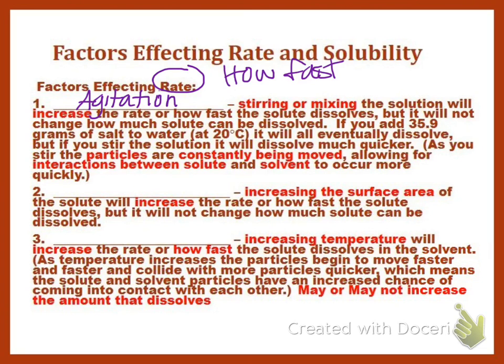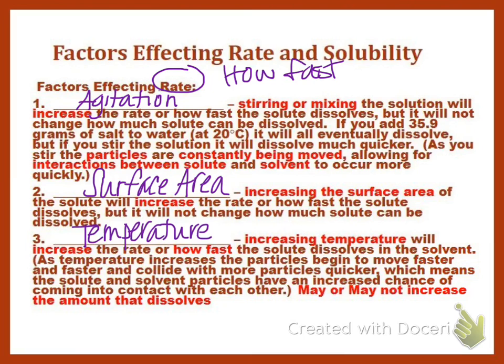The next one is surface area. The smaller the surface area, the faster it will dissolve. So if I wanted to dissolve something very quickly, I wouldn't be using sugar cubes. I would use granulated sugar like we're used to using. And then the last one is temperature. Now, temperature we've got to be a little bit careful with because we are talking about how fast something will dissolve. It may or may not increase the amount that's going to be dissolved, but it definitely will dissolve quicker at a higher temperature.